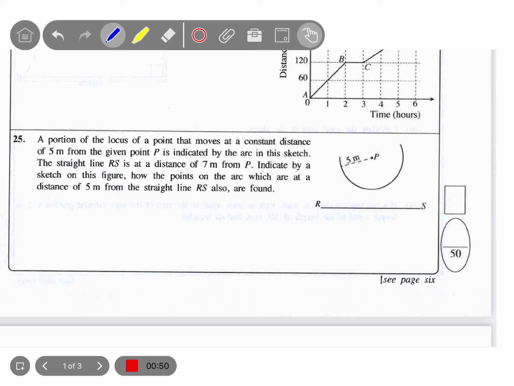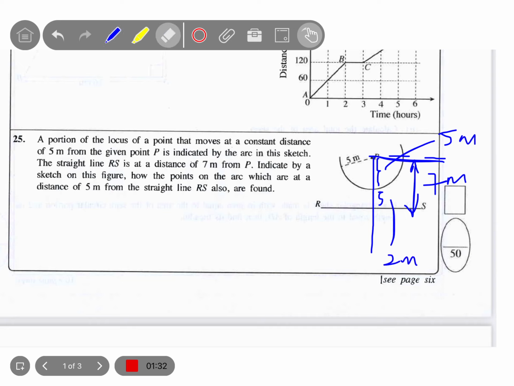The straight line RS is 7 meters. So from this to here is 7 meters. Okay, from P, indicate by a sketch on this figure how the points on the arc which are at a distance of 5 meters from the straight line RS are found. So if I draw a line like this, it will be 5 meters, right? So this will be 2 meters. So this section 5 meters, this section will be 2 meters.